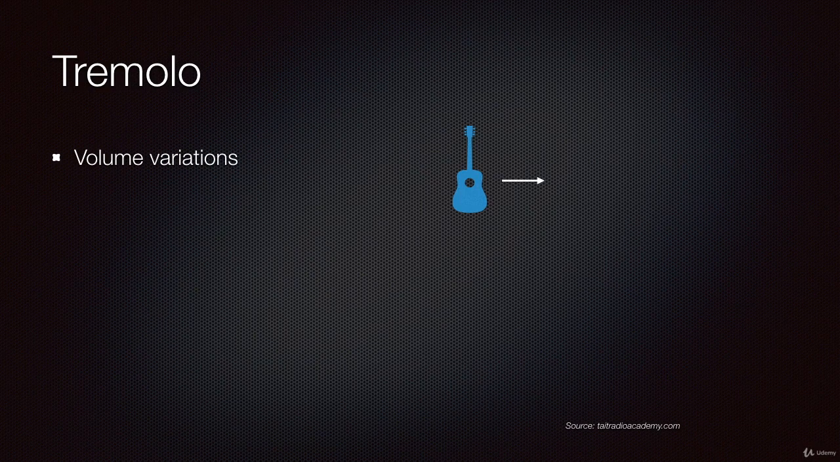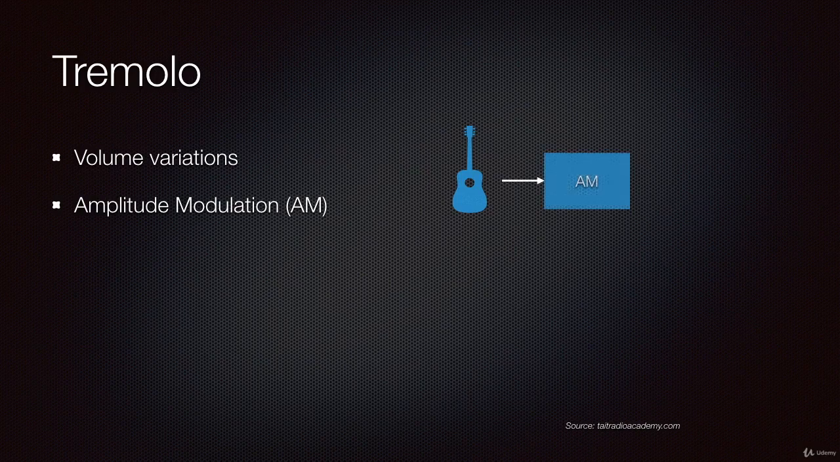Tremolo is an alternating change of the instrument's volume. It goes up and down, up and down. This effect is created through amplitude modulation, or AM. This is the same kind of modulation that's used for AM broadcasting.